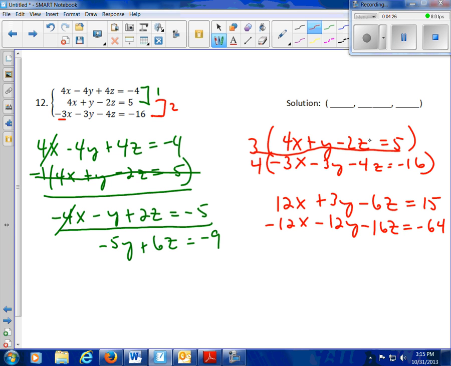So I've multiplied the top equation here in the red by 3 and the bottom equation by 4. That way I end up with 12 and -12 in front of my x's. If I add those equations together, the 12x's cancel out. 3 and -4 make -y. -6 and -16z make -22z. And then 15 and -64 are going to give me negative 49.